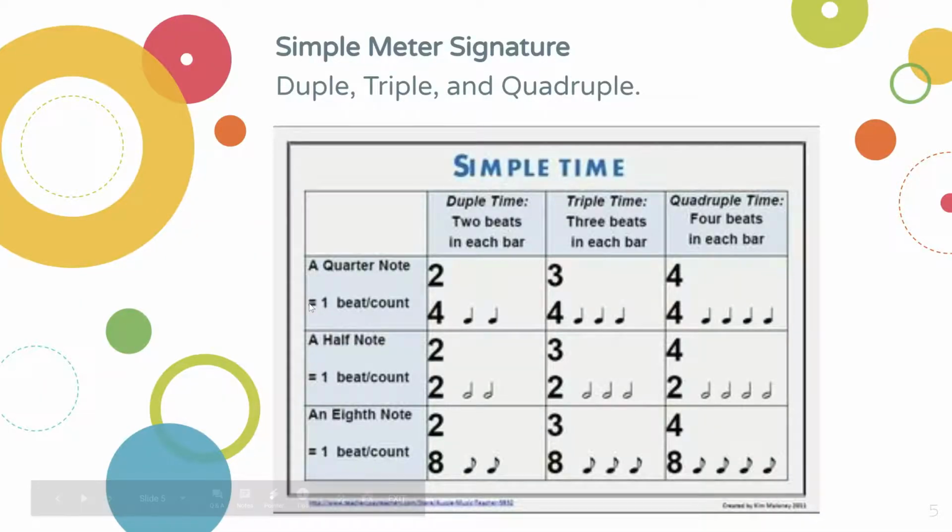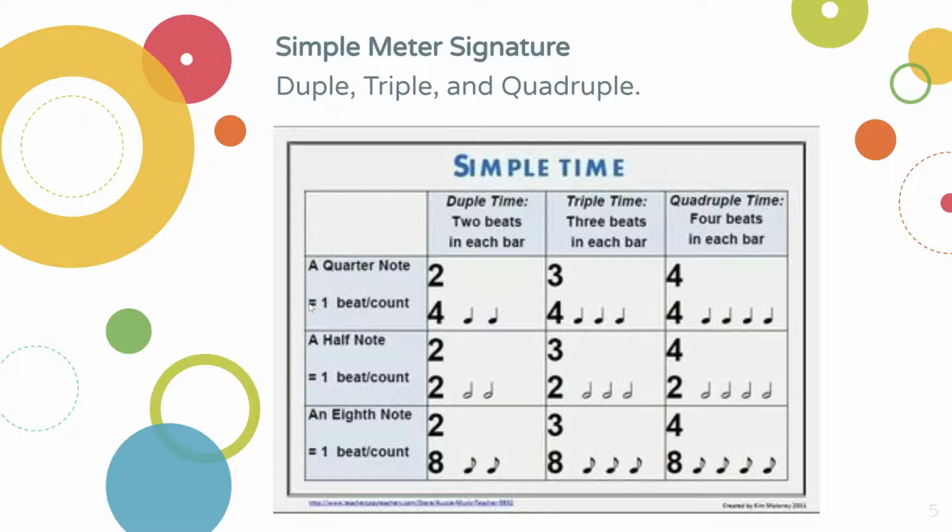I thought that this table would be very useful to explain what each one represents. So there are 3 types of time: duple, triple, and quadruple. And what makes them different from each other is the top number. If the top number is a 2, it's duple time. If the top number is a 3, then it's triple time. And if the top number is a 4, it's quadruple time.